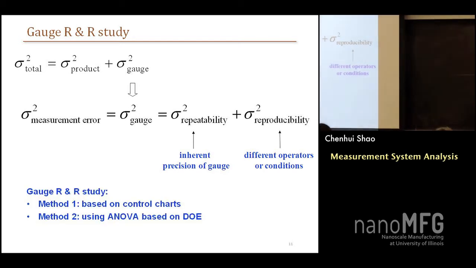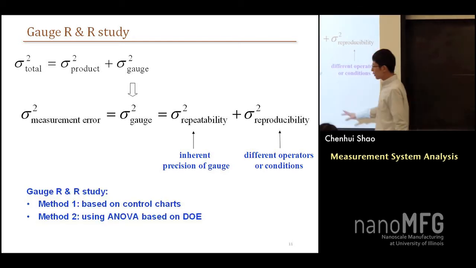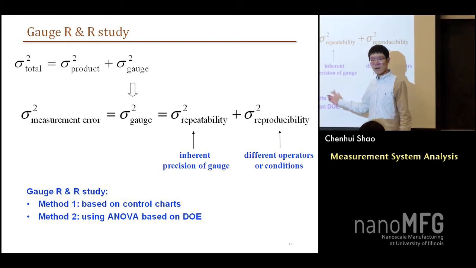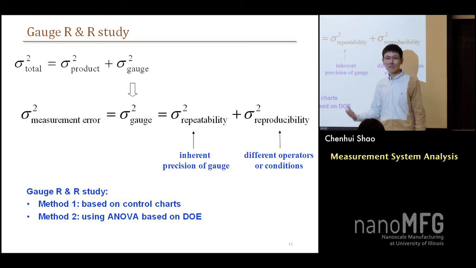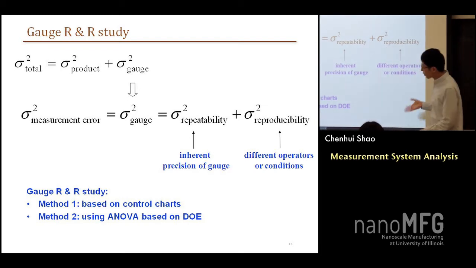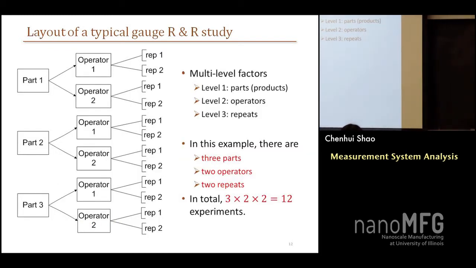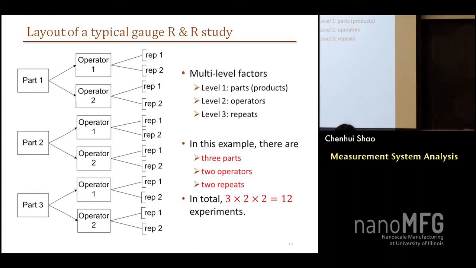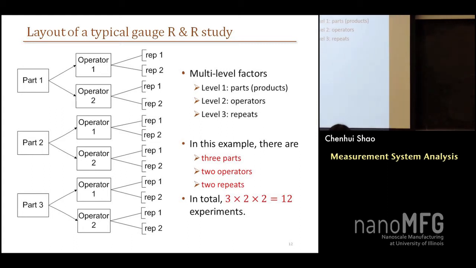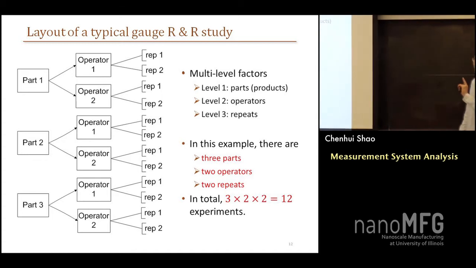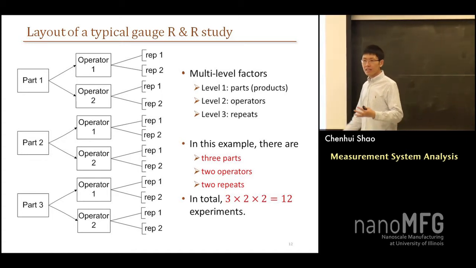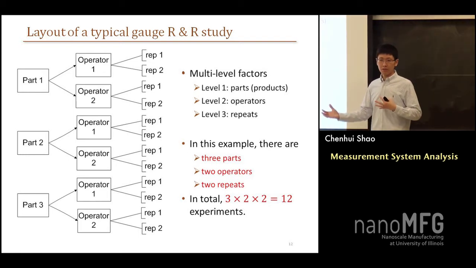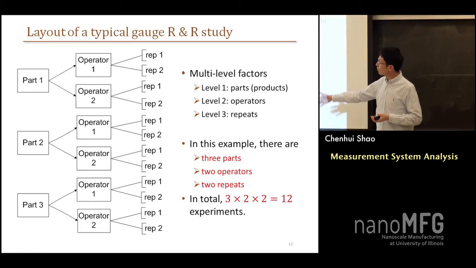There are two methods. The first method is based on control charts, X bar and R chart. And the second method is based on ANOVA, which is our analysis of variance. So let's go through both methods. The first one: in order to calculate the variability terms, sigma or R or whatever, first we need to design an experiment that gives us multiple measurements. So here's a typical layout for a gauge R&R study.